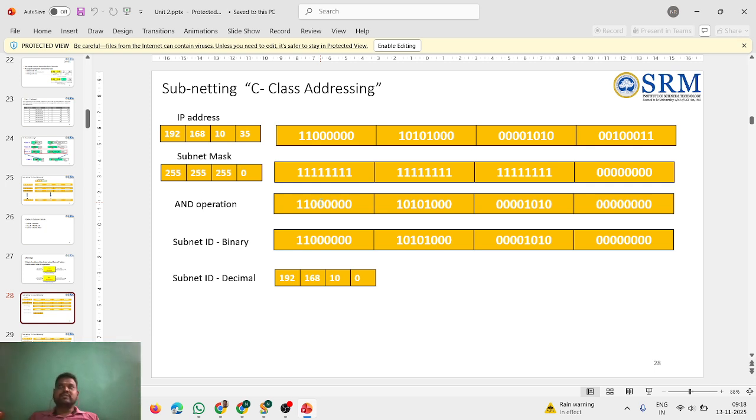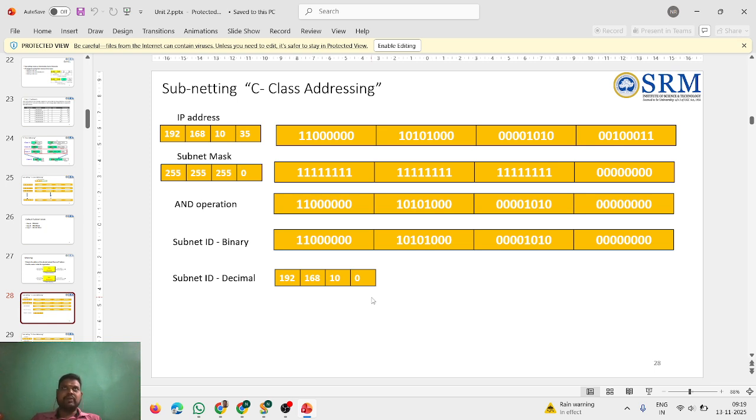You know the AND operation, right? If both the inputs are 1, the output will be 1, right? If the inputs are different, the output will be 0, right? So this is your AND operation, and then the binary values will be converted back to decimal format. So the resulting value will be the subnet ID value, right? I hope you have understood the basics of subnetting.